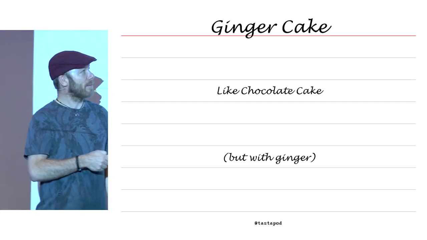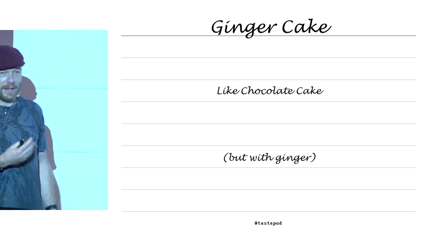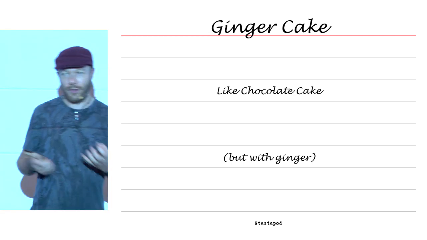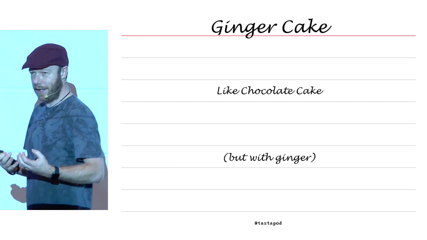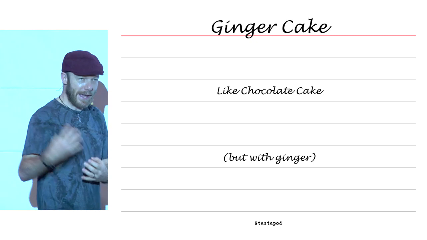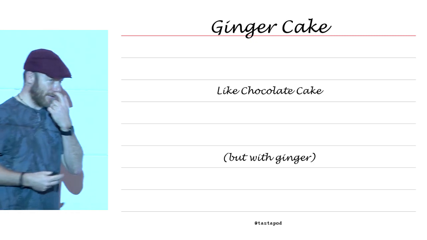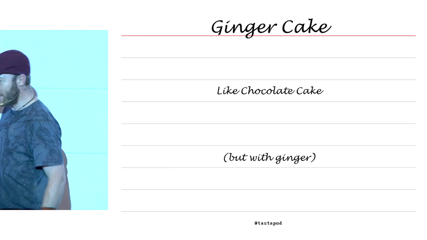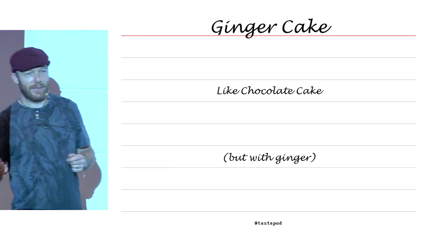What this recipe requires is this. It requires that you are intimate with the chocolate cake recipe. You know it really deeply. You also really understand the nature of chocolate as a cooking ingredient. You also know the same about ginger, so you know how to substitute ginger for chocolate in a recipe. There's a huge amount of information hidden in this. Okay, so ginger cake as a pattern is this.